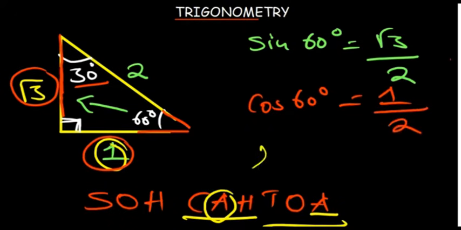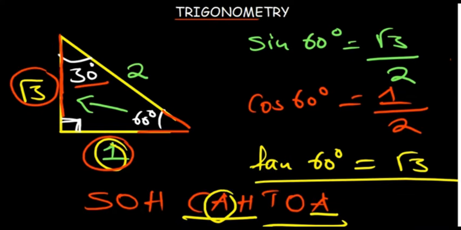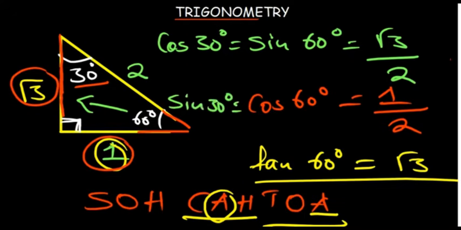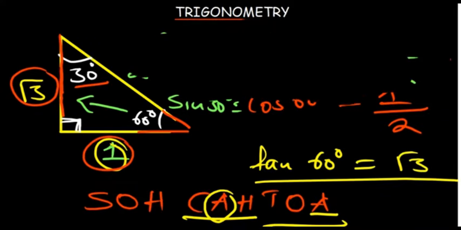And then tan 60 is going to be what? The opposite is root of 3 and the adjacent is 1. So this is just that. Okay, I'm sure you've noticed one thing. Sin 60 is basically equivalent to cos 30, right? And then sin 30 is equal to cos 60. So you can also know that to help you remember faster. These are the major identities from this triangle.